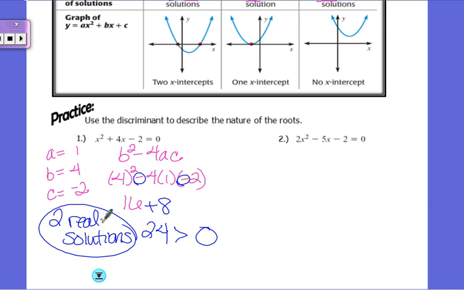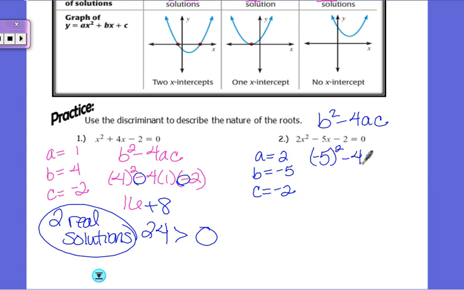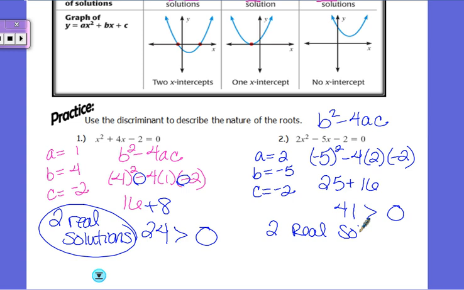So for number 2, it's already in standard form. Identify your a, b, and c. Plug it into your b squared minus 4ac. So negative 5 squared minus 4 times 2 times negative 2. 25, we have two negatives, so that becomes a plus 16. So we get 41. How does 41 compare to 0? It's bigger. So again, we have two real solutions.